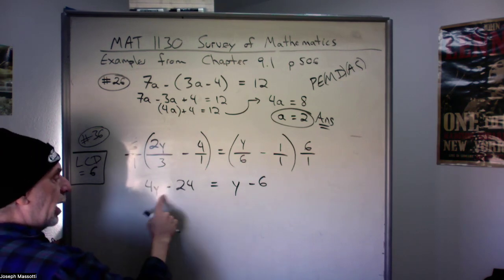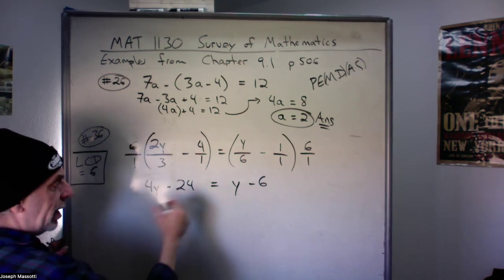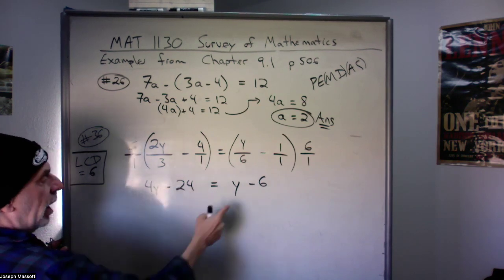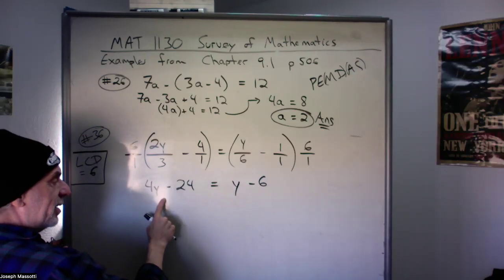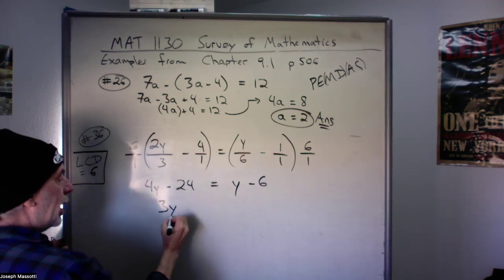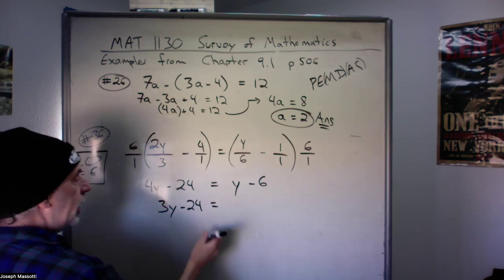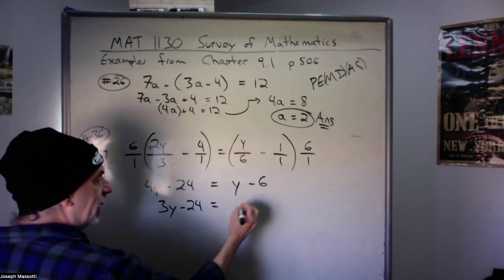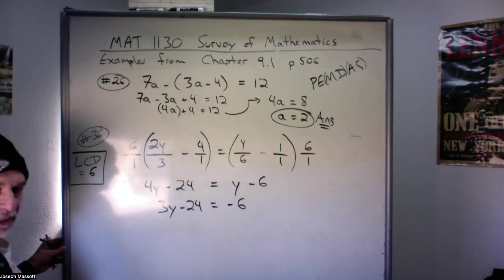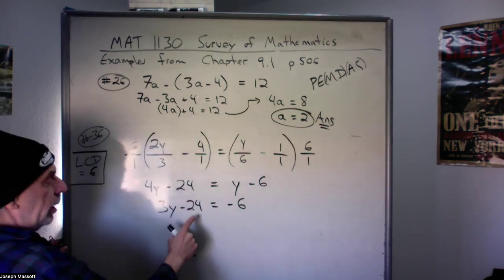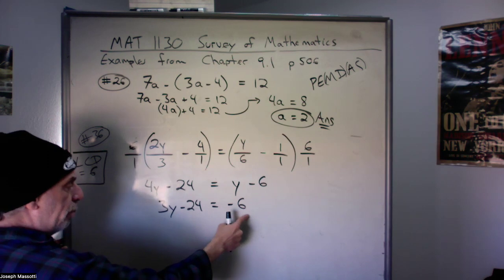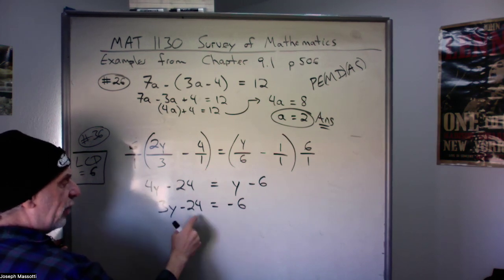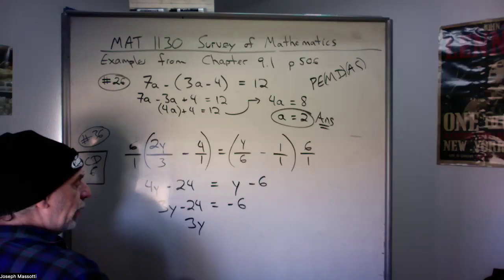We want to gather the y's on one side of the equation. It doesn't matter what side you put them on. I'm going to subtract 1y from this side and subtract 1y from this side. Okay, so if I subtract 1y from this side, I end up with 3y minus 24. And if I subtract 1y from this side, I end up with negative 6. All right. I want to isolate the term with the y, so now I'm going to add 24 to both sides. If I add 24 to this side, I end up with 3y.